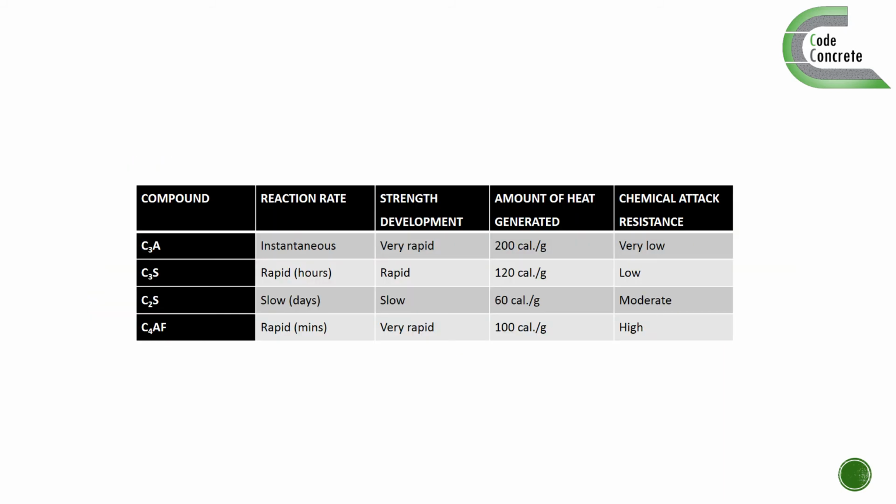As a summary of the characteristics of the main compounds in cement hydration, C3A has an instantaneous reaction, very rapid strength development, high heat generation, and very low resistance to chemical attacks. C3S has a rapid reaction rate and strength development, moderate heat generation, and low resistance to chemical attacks. C2S has a slow reaction and strength development, low heat generation, and moderate resistance to chemical attacks. C4AF has a rapid reaction, very rapid strength development, moderate heat generation, and high resistance to chemical attacks.